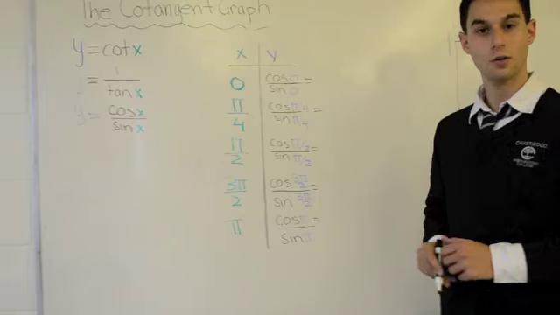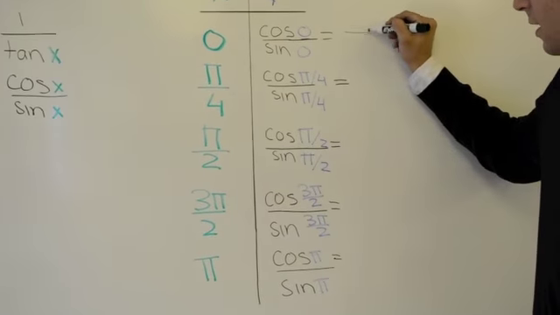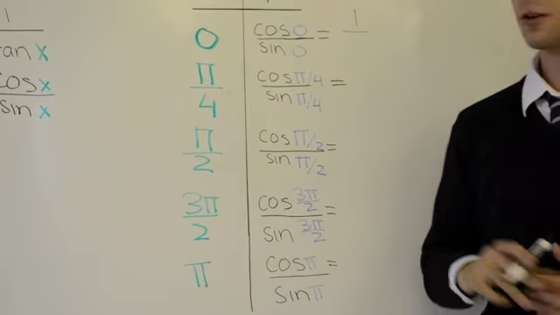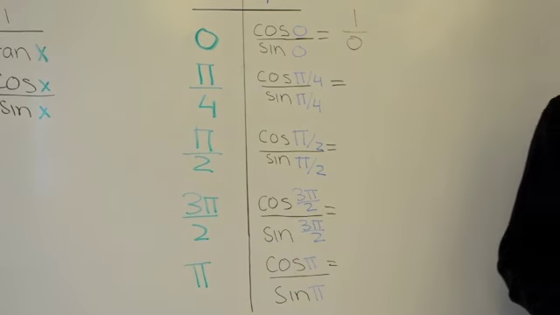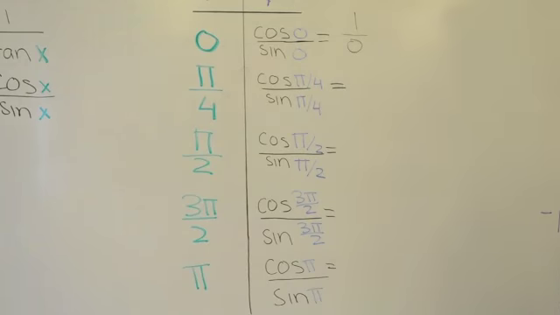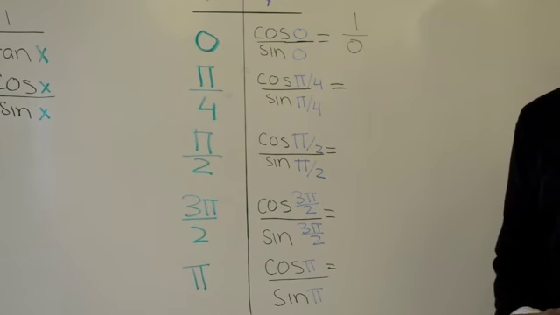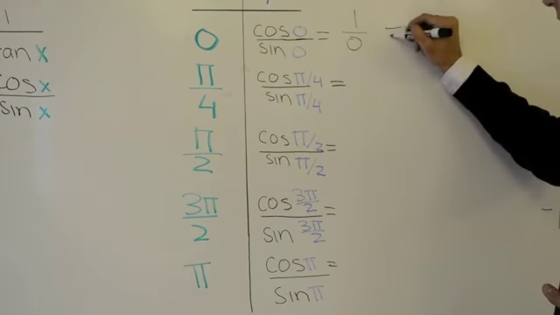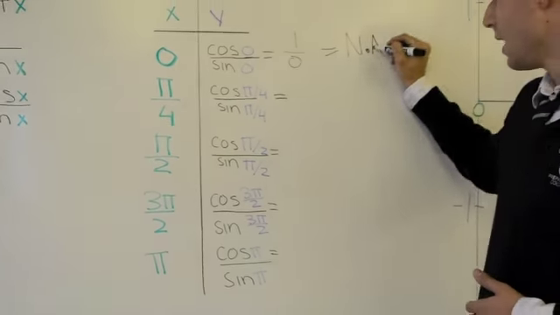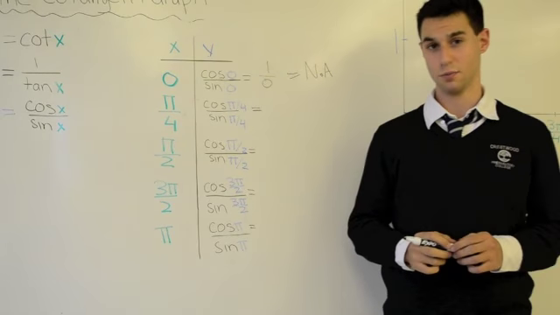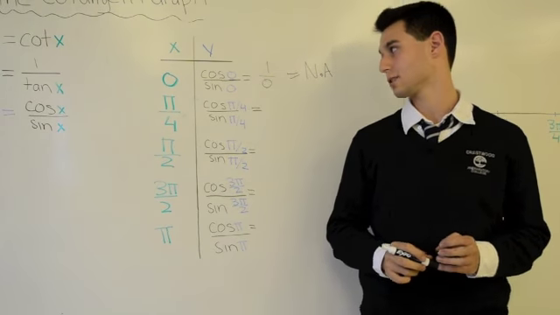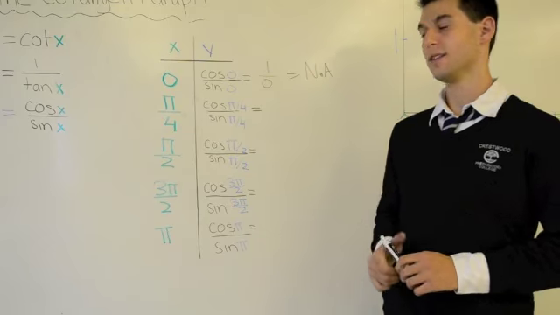I know that our cos value of 0 is 1, and I know that the sine value of 0 is 0. Since 1 can never be divided by 0, that means that there will be an asymptote at this place. An asymptote is a part of the graph where the line of the graph can approach but never touch or cross. Let's move on to the next one.